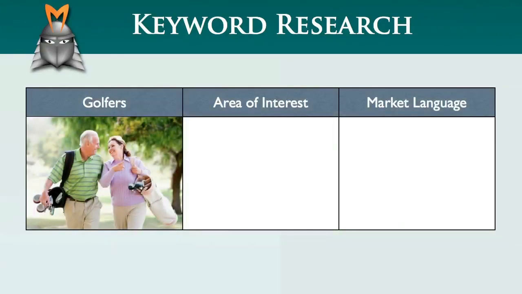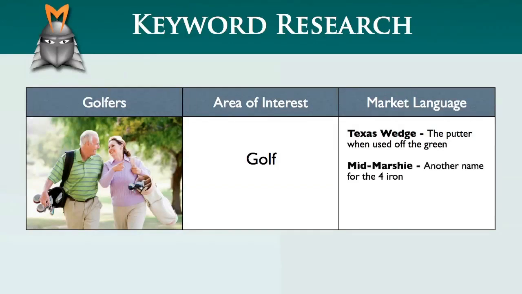And finally, let's take a look at the golfers market. Their area of interest is, of course, golf, and some examples of their community-specific language include a Texas wedge, a mid-marshy, and an apron. Once you understand this concept of a market as a community with its own internal language, you'll quickly realise that there are hundreds and thousands of different markets out there waiting to be explored.